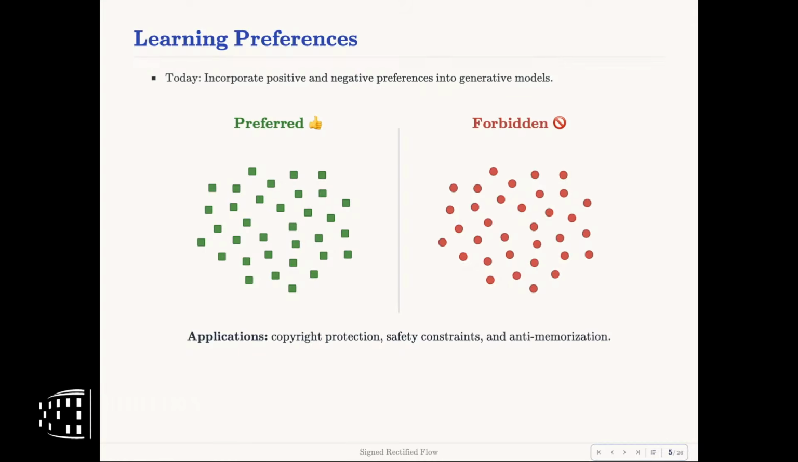Okay, so now that's the overview. But today I'm going to talk about an extension of rectified flow for incorporating preferences. So the idea is that in practice we have preferred data, which we prefer to generate. We also have forbidden data, the data that we hate, that we somehow want to avoid during the generative process, right? So this is obviously very important for safety constraints, for copyright protections and privacies and lots of other issues, right?